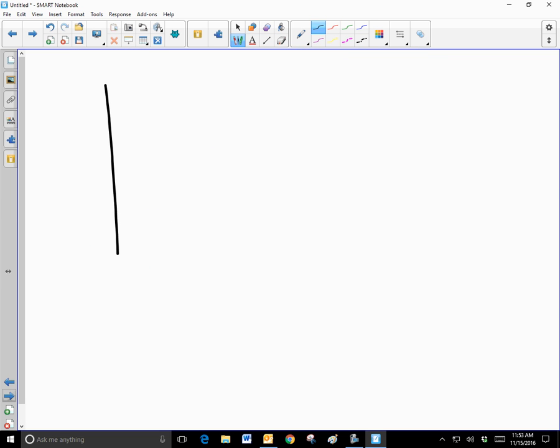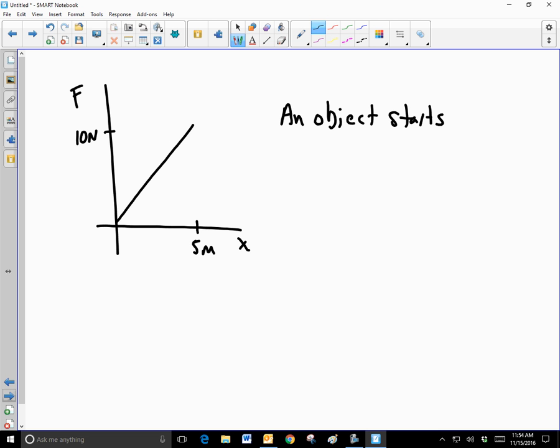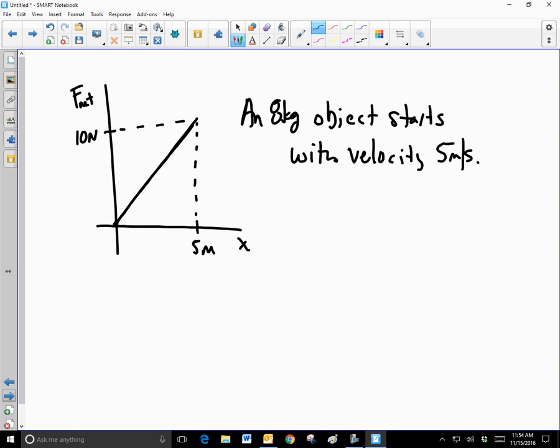So what if I give you a graph? We'll put some numbers on this. Force versus position, we'll say that's 5 meters. That's 10 newtons. Let's just kind of step through this. We'll call this net force. So the total amount of force that acts on the object starts from 0 here and increases as the position changes for a total of 5 meters.